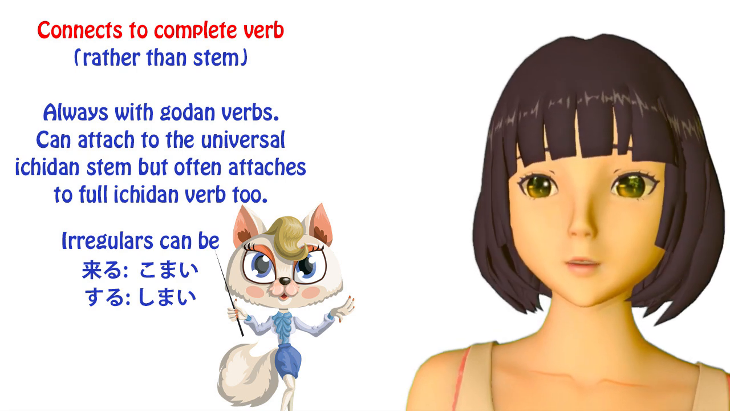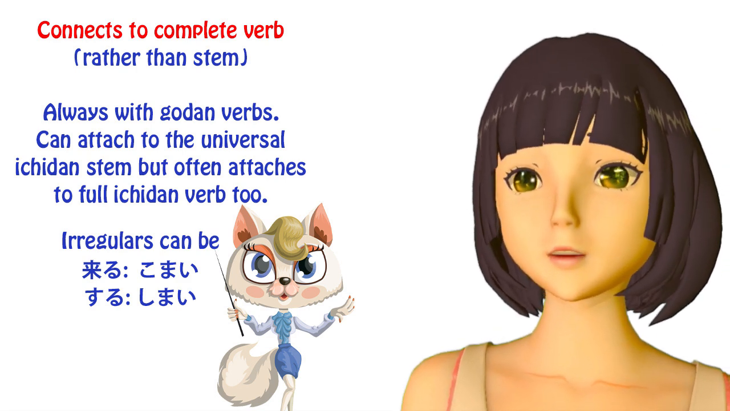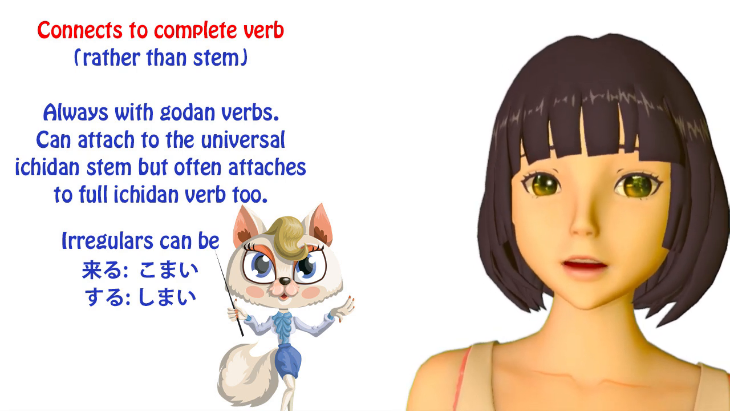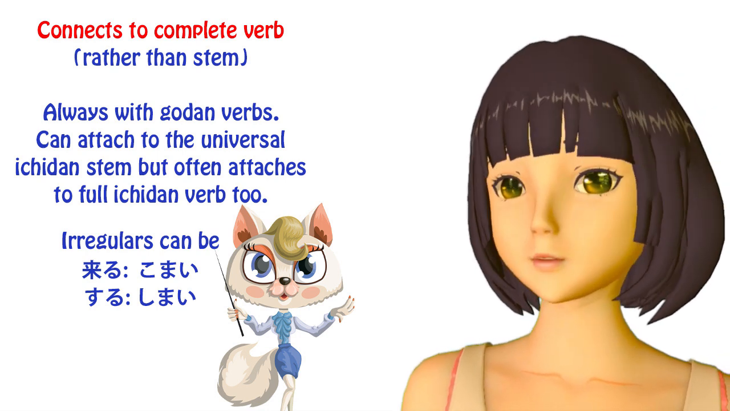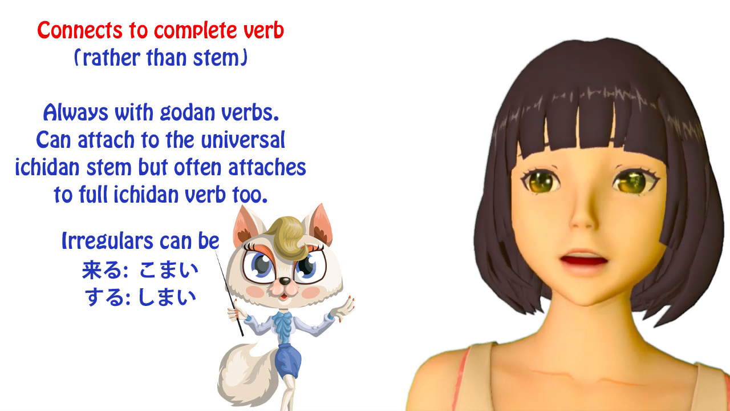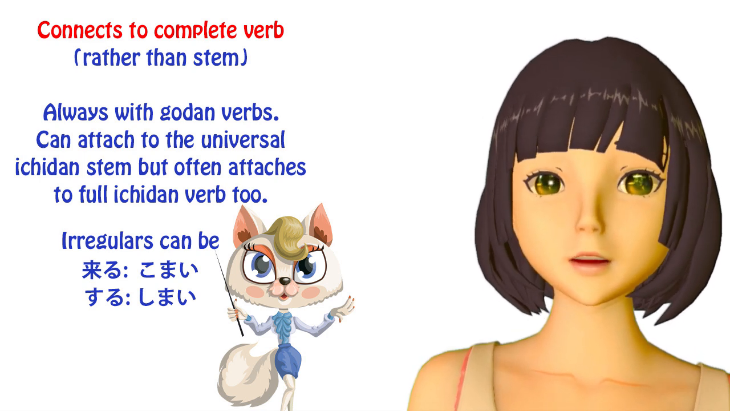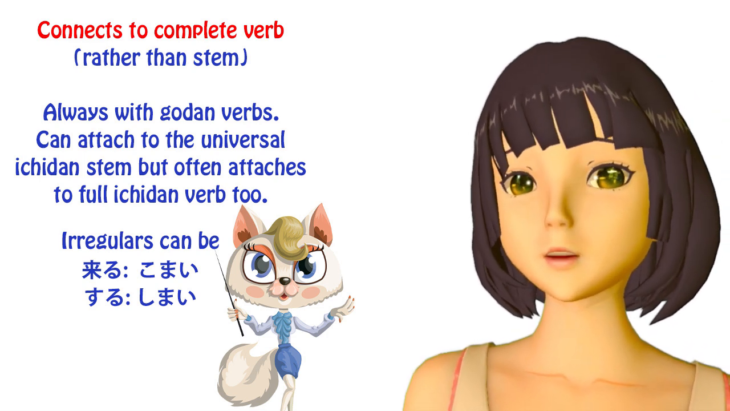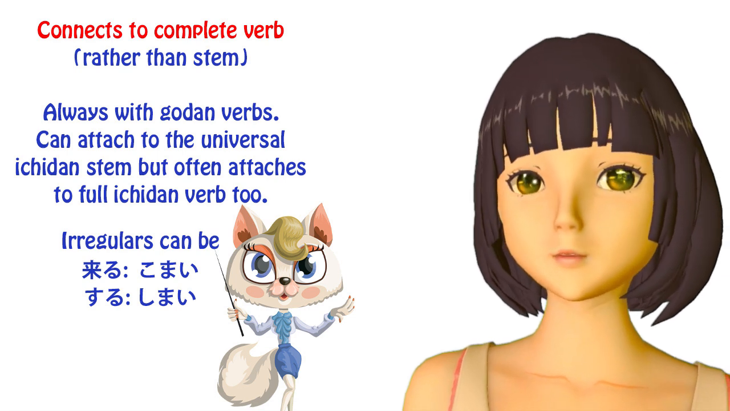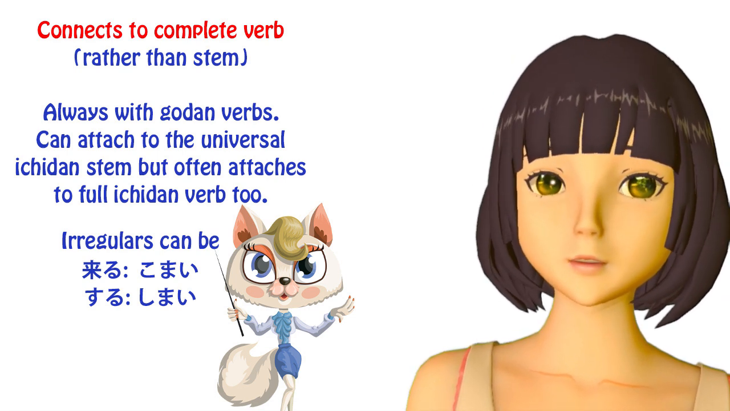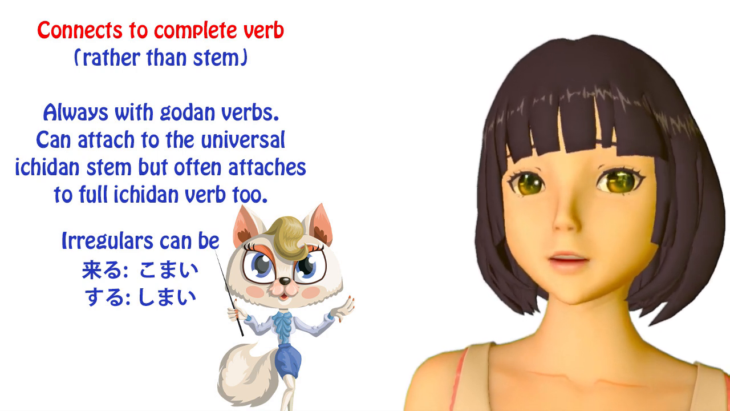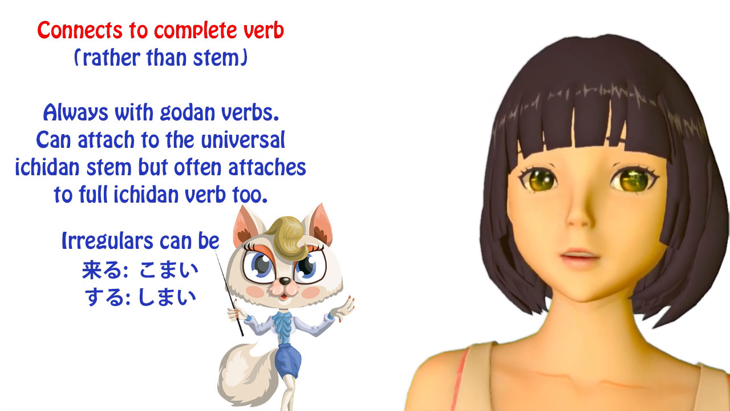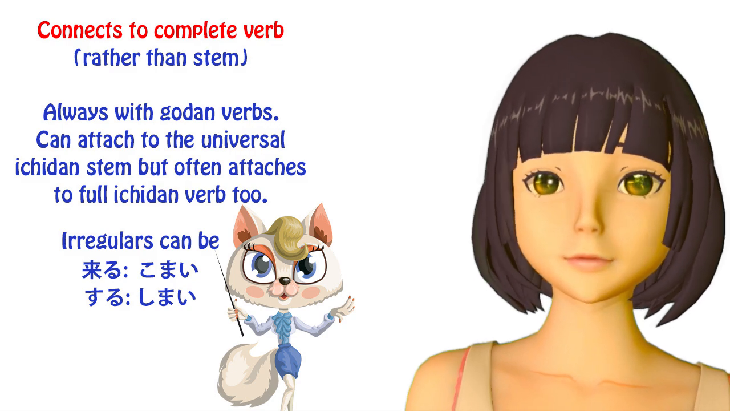The two irregulars kuru and suru can be kurumai and surumai, but they can also be komai and shimai. Now, strictly speaking, certainly in the past, using ichidan verbs in their entirety with mai on the end was probably ungrammatical, but now it's so widely done that it's generally accepted. You'll see it everywhere on the television news or anywhere.